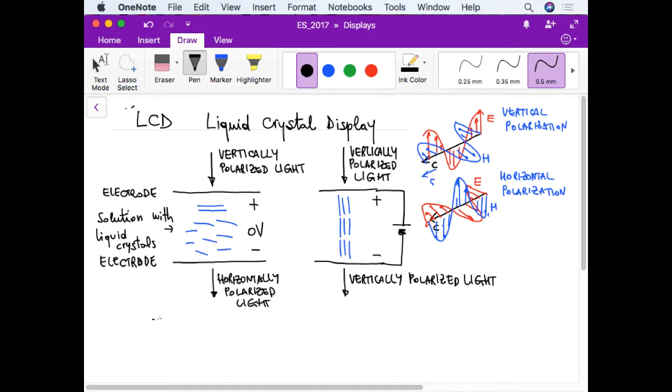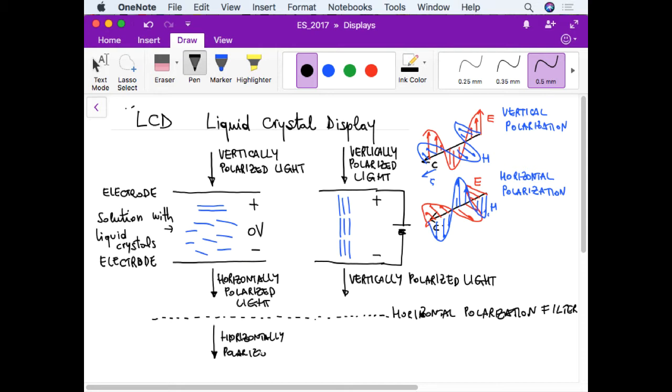Then, if you have different polarizations, now you can select. You apply here a horizontal polarization filter, which means that in this case you have horizontally polarized light, and in this case the light is completely blocked because the polarization is wrong. So by turning on and off the voltage applied to the liquid crystals, you can let the light pass through or not. That is how it works.